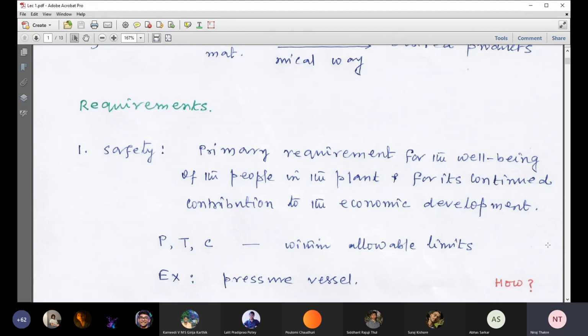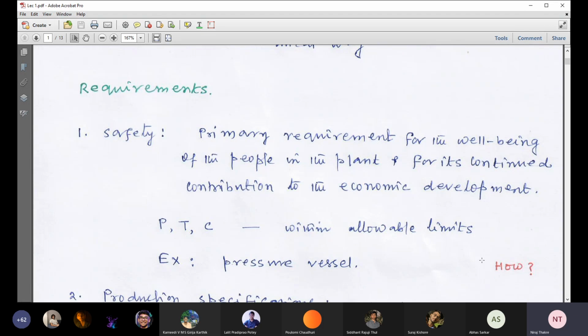Now the question is, who will maintain this pressure all the time? Naturally one question arises: who will check, who will verify this pressure all the time, so that it is lower than 100 atmosphere? That's why the question you see in red color: how can we maintain this? Okay, keep this question. We'll discuss the answer later.